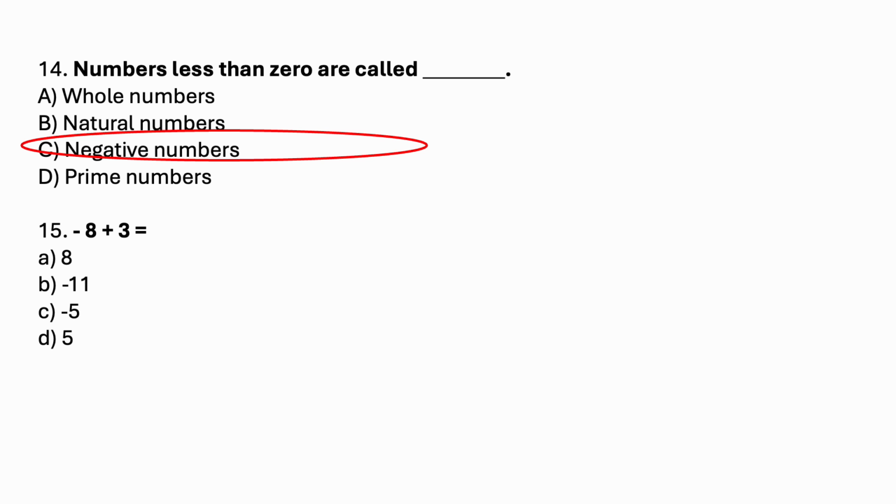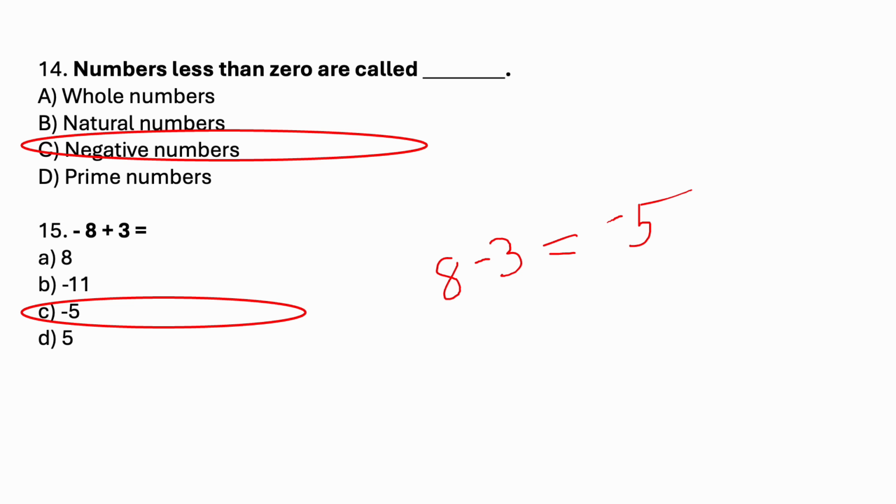Next one, what is -8 plus 3? So this is an addition operation. Here two numbers have different signs. So what you should do? You have to subtract smaller number from greater number. So what is 8 minus 3? 8 minus 3 is equal to 5. Then you have to put the sign of the larger number. Here larger number has a negative sign. So here answer is -5.